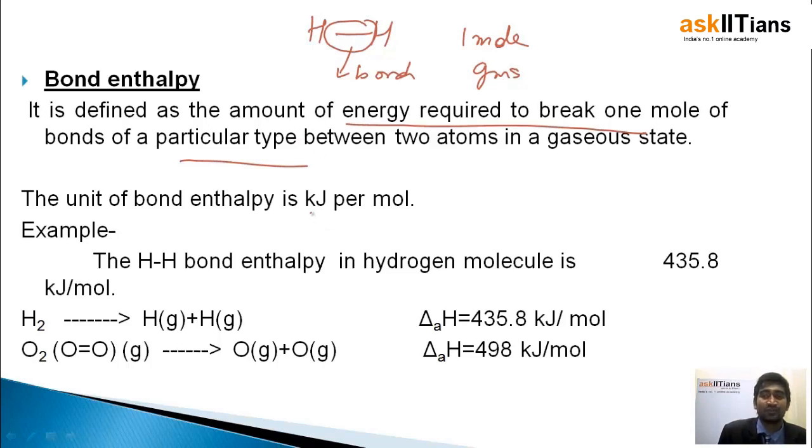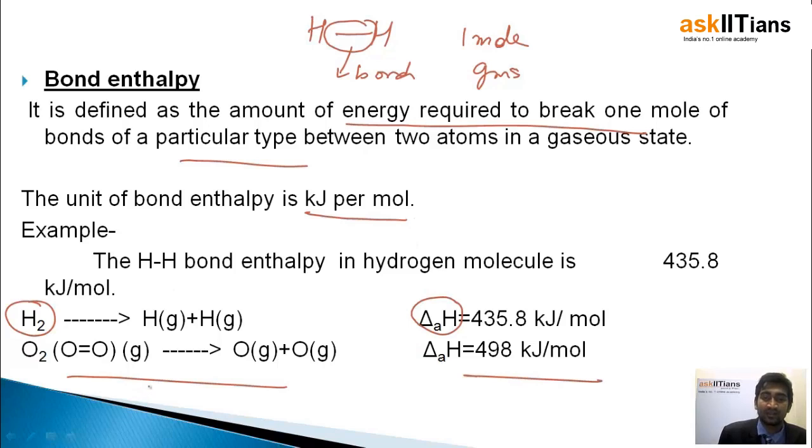Of course, the unit will be kilojoule per mole. And you can see here with H2 molecules, if I provide the bond enthalpy, the energy delta H required is H plus H. The required energy is 435.8 kilojoule per mole. Similarly, for oxygen, it is 498 kilojoule per mole. So it is the energy.